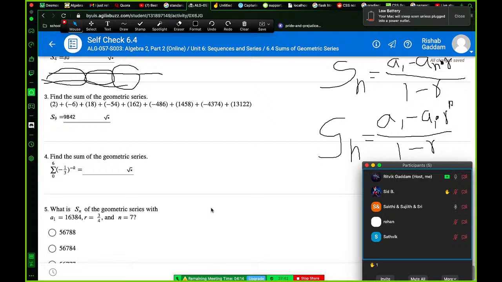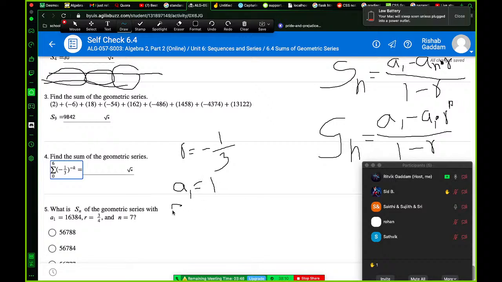What does that symbol represent there? Oh, that's sigma. So basically, this is the equation for the geometric series. So r is equal to -1 over 3, a1 is equal to 1, and n is equal to 7.